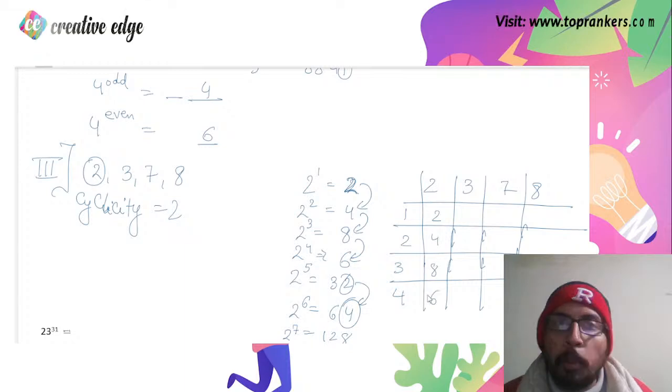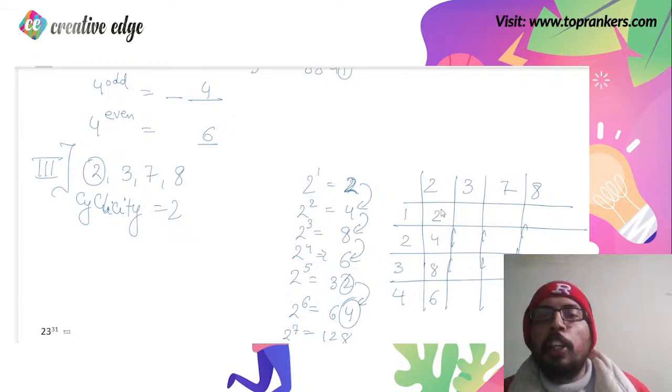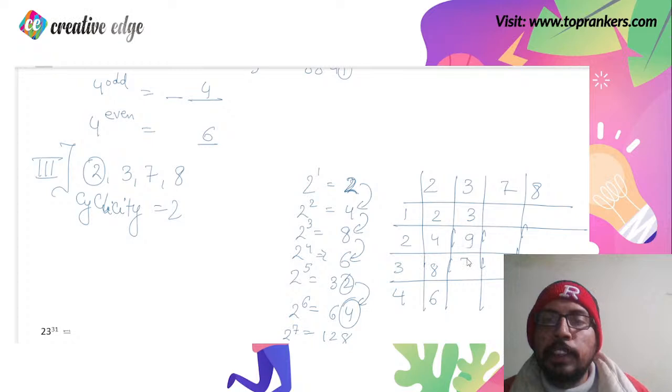We will be getting 6. In the same way, 3 to the power 1 is 3, 3 to the power 2 is 9, 3 to the power 3 is 27. Unit place pe, I will be getting 7. 3 to the power 4 is 81. Unit place pe, I will be getting 1.